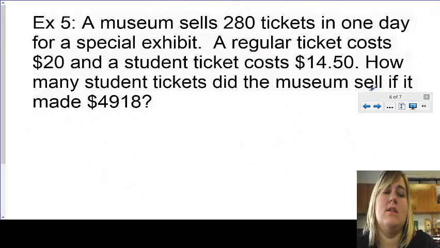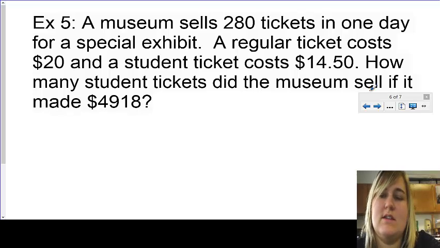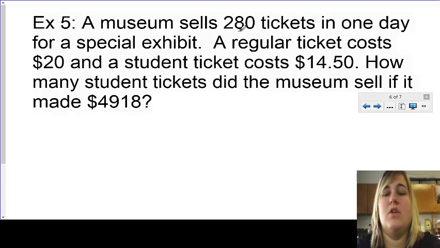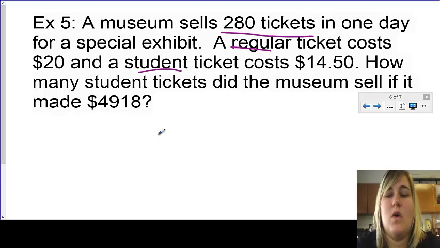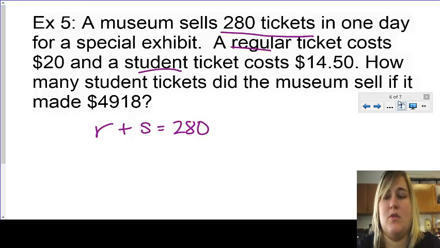Last example says a museum sells 280 tickets in one day for a special exhibit. A regular ticket costs $20 and a student ticket costs $14.50. How many student tickets did the museum sell if it made $4,918? So they tell us that they sold 280 tickets. And of those tickets, some of them are regular and some of them are student. It asks for student tickets is what we're looking for. So I'm going to say that regular tickets plus student tickets has to equal 280 tickets. That has to be my total.